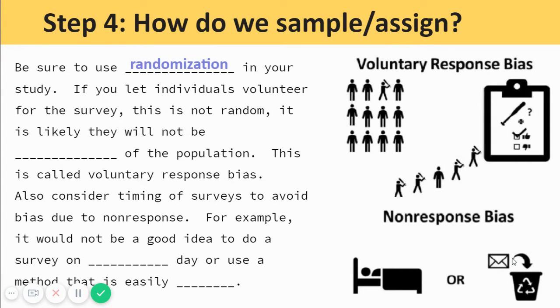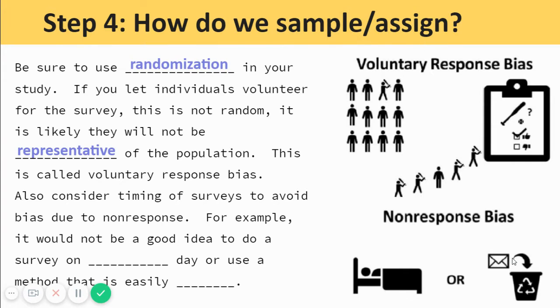Now, we are sure to use randomization in our study. If I let individuals volunteer for the survey, well, individuals in general have to volunteer for the survey, but I can randomize them and minimize that bias. If I only choose people who volunteer, it's likely they won't be representative of the population. There's a name for that. It's voluntary response bias.